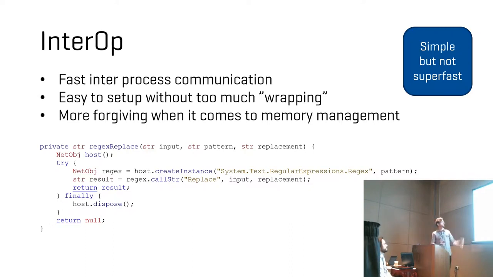Okay, this is an example, short code, just creating a net object. It's creating an instance of this regular expression regex component, which is in the framework, I believe. And then it calls some function there, which is a regex replacement. And this is the whole code to make that call into an external system. You don't need anything else.